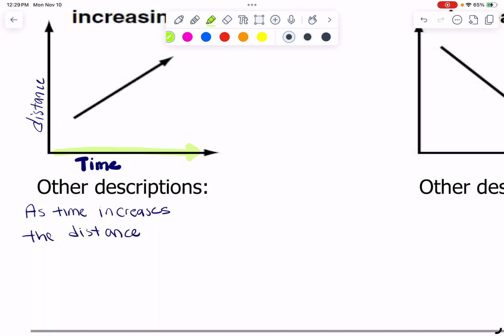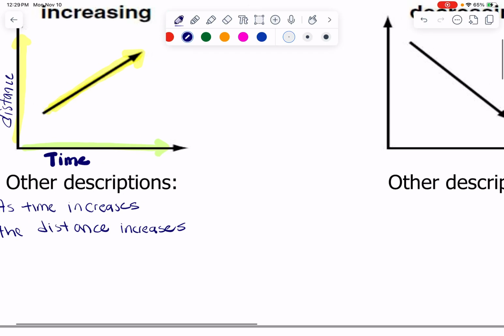so we have to look at the graph up here. Is the distance going up or is the distance going down? Well, the distance is going up because the slope of this line is positive. So we would say that the distance increases. So the time increases and the distance increases.